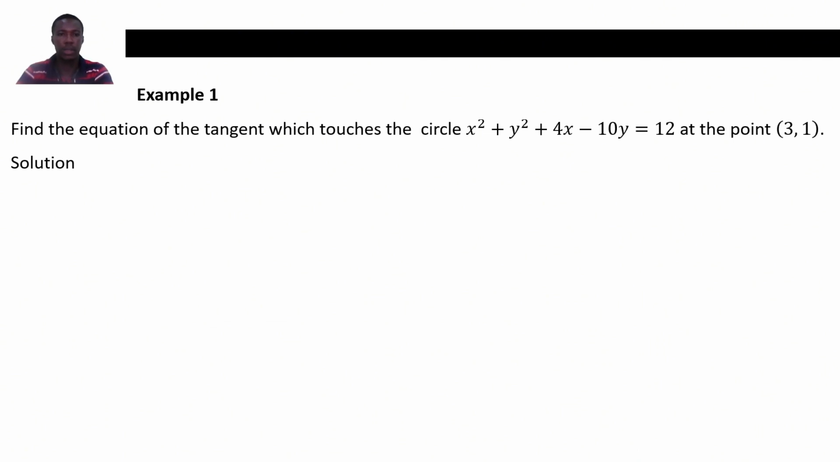Example 1. Find the equation of the tangent which touches the circle x squared plus y squared plus 4x minus 10y equal to 12 at the point (3, 1). So our point of contact is (3, 1), and we have to find the equation of the tangent line. So our solution.